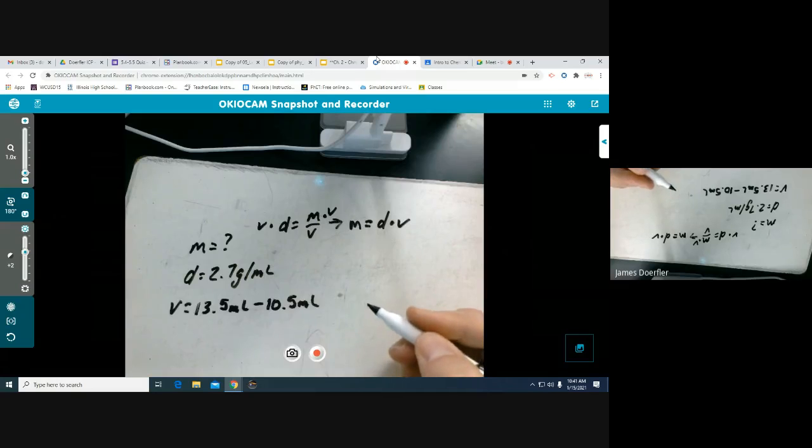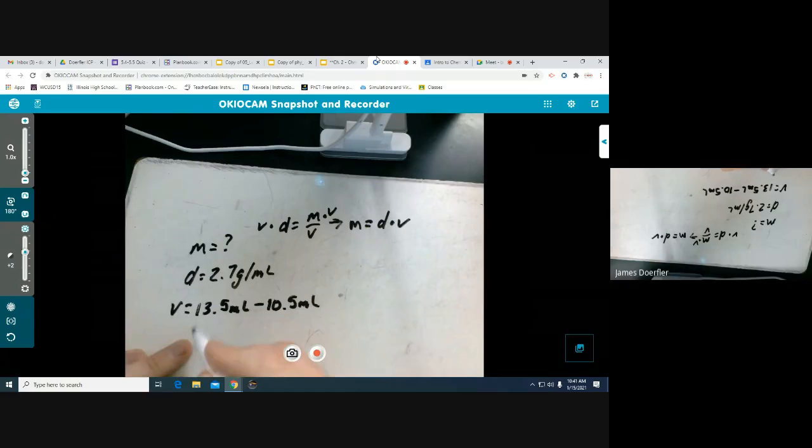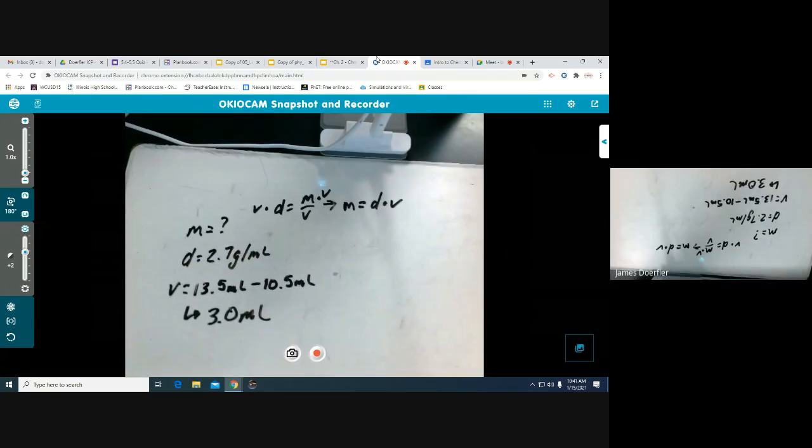I got those numbers correct, right? 13.5 and 10.5? Okay, thank you. So I go ahead and subtract. What I'm left with is 3.0 milliliters. And that's the volume I'm going to use.